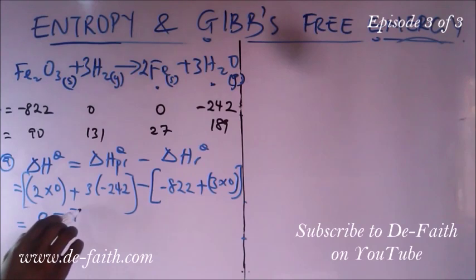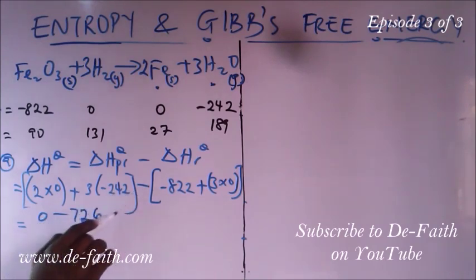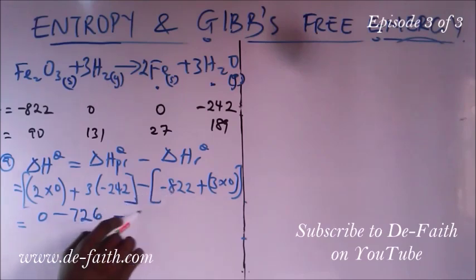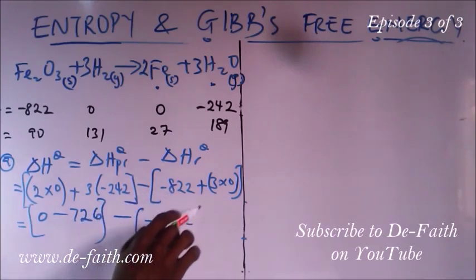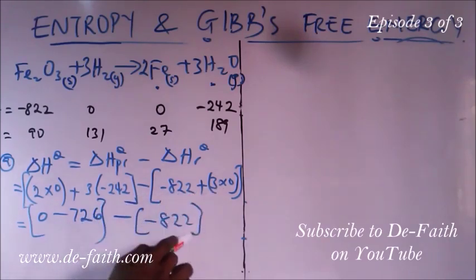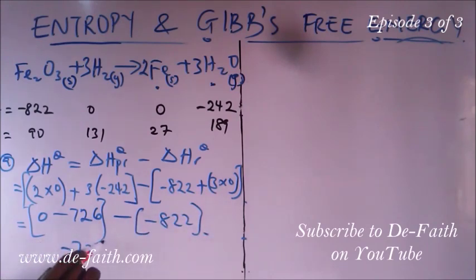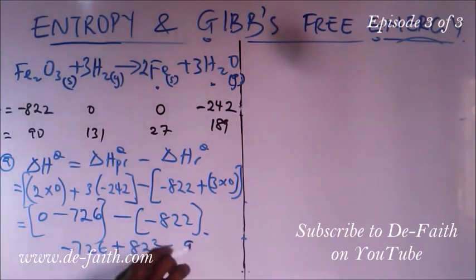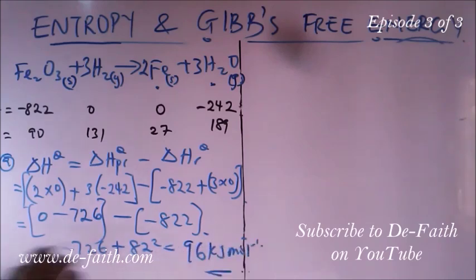That gives minus 726. Then this minus over here, then we have minus 822. 3 times 0 is still 0. So we have minus 726. Minus times minus gives us a plus, and then 822. When we find the sum of this, we'll have 96 kilojoule per mole. So this is the standard enthalpy change of the reaction.